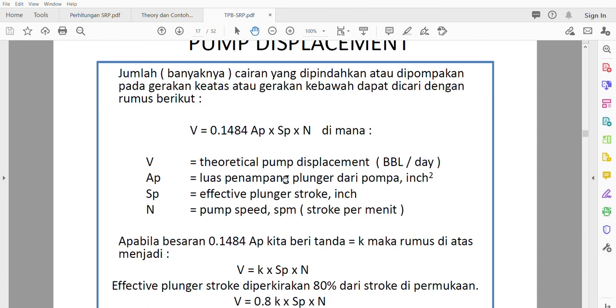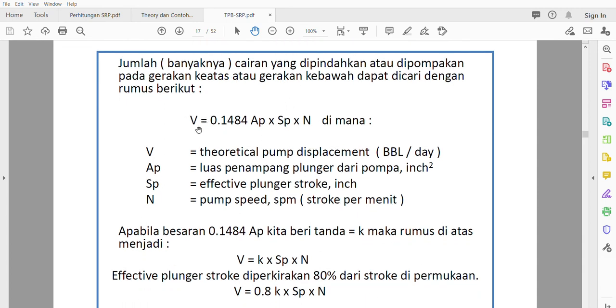So this is the pump displacement. The barrels per day is equal to this equation, where this is the area of the plunger, this is the stroke in inches, one stroke depends on the stroke length, this is the stroke length, and N is the pump speed, how many strokes per minute. So this is cubic inches per minute, and 0.1484 is the conversion from cubic inches per minute to barrels per day. So that's the simple conversion.